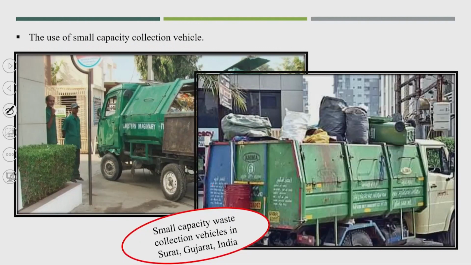So, small capacity vehicles in Surat, this is one of the photographs. This is for primary collection. So, now here primary collection and secondary collection are together.